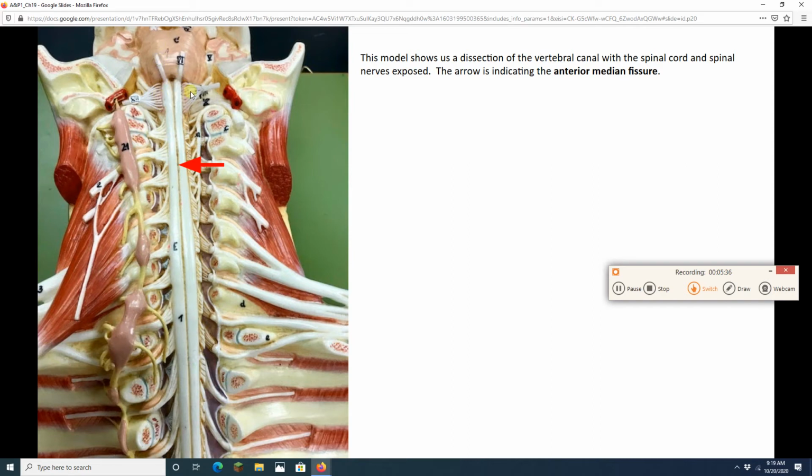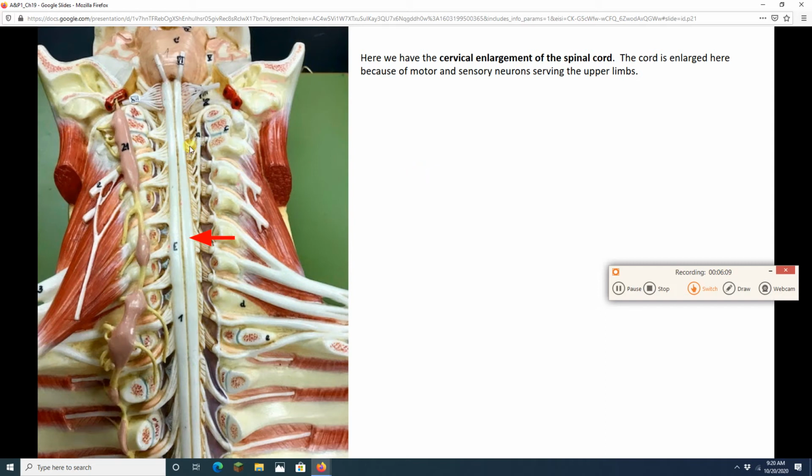We can see our vertebrae have been cut, all these reddish bone marrow bits here. We can see ribs as well, and ribs that have been cut also. Got some musculature that we can see as well. But this is the spinal cord. If we look at the spinal cord from the front, we're going to see this big groove in it. This big groove in the spinal cord is the anterior median fissure.